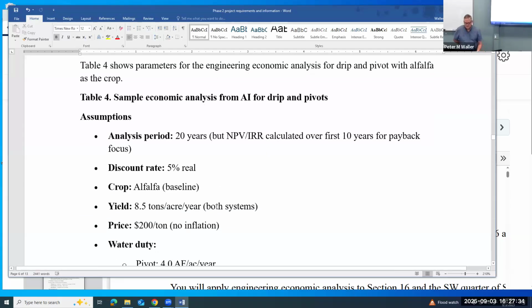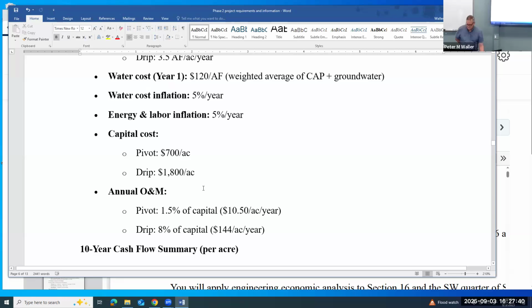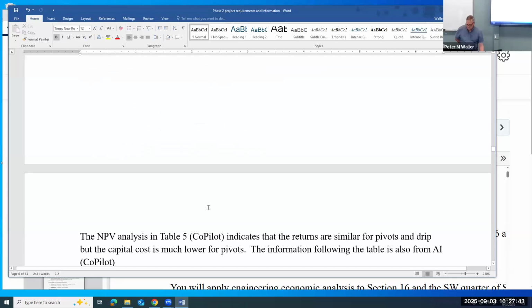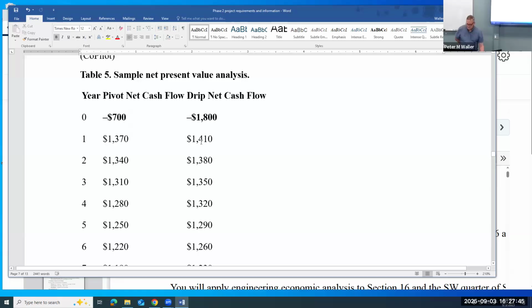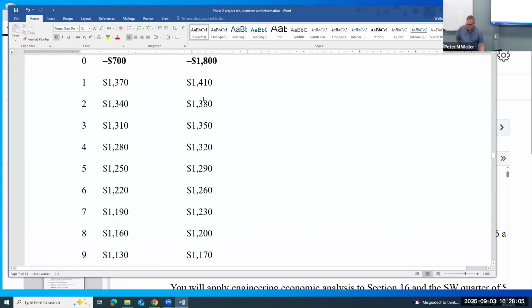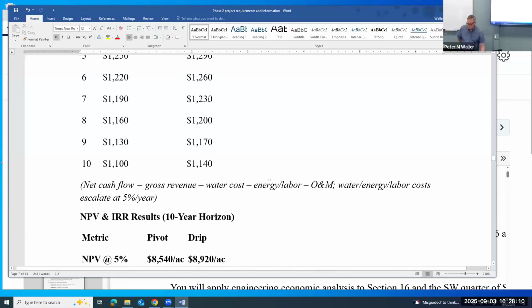So here's just a sample economic analysis from AI for the drip and the pivots. So they went through the capital, the annual cash flow summary. So here's the cash flow. And you can see year to year, this is for alfalfa. Your cash flow is almost the same for drip and pivots, but you have this much higher capital expense for the drip. But in relation to all the money coming in, it's not that high. You know, they say it's a 3-year payback period on the drip and maybe 1.5 year on the pivot.